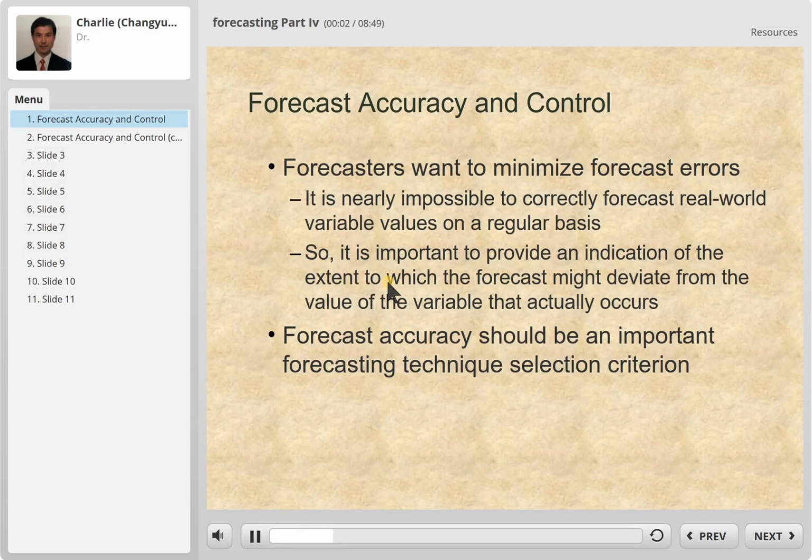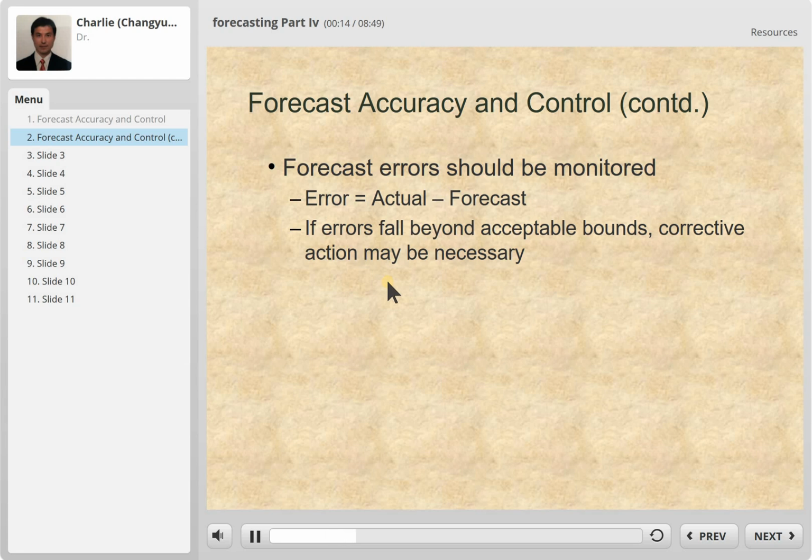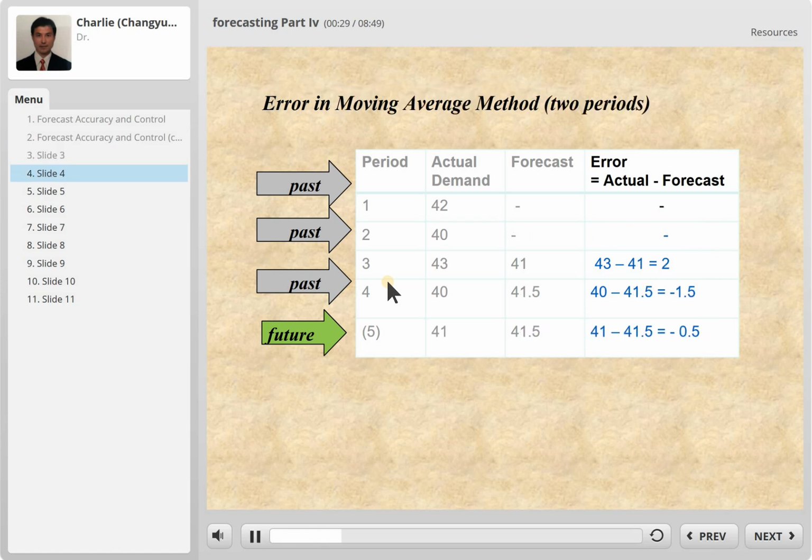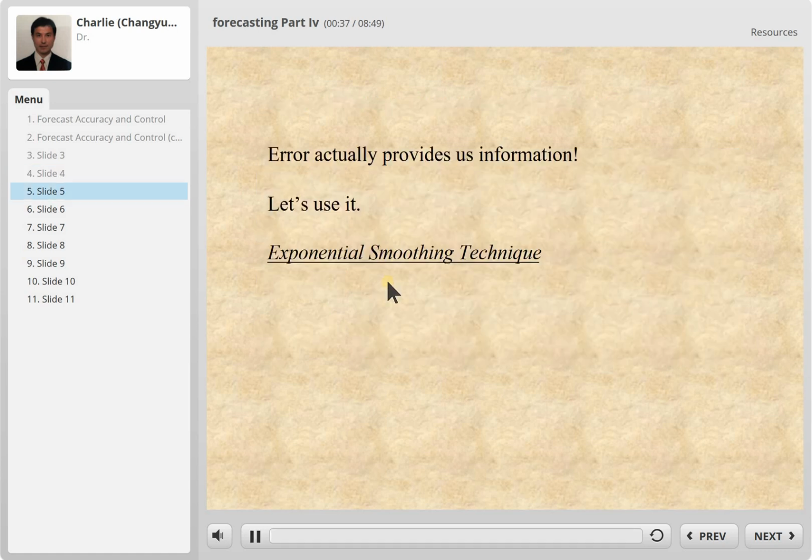In the last session, we learned that there is always a forecast error associated with any forecasting method we use. An error is basically the actual minus forecast. For the naive method, for each stage, we have errors. In the moving average method, we use a two-period method here. There is always an error for each stage again.